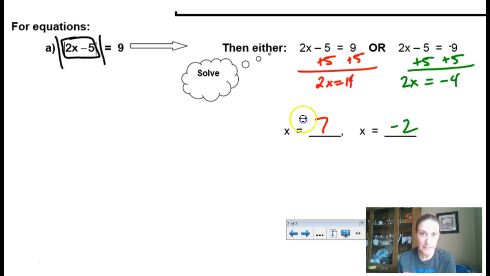It's not going to kill you or take too much time to actually go back and check your answer in the original problem. If x does equal 7, I plug a 7 in right there, that'd be 14 minus 5, which is 9. Absolute value of 9 is 9, check. And then if I were to plug in a -2 right here, that would be 2 times -2 is -4, minus 5 is -9, and then taking the absolute value of that is also 9.